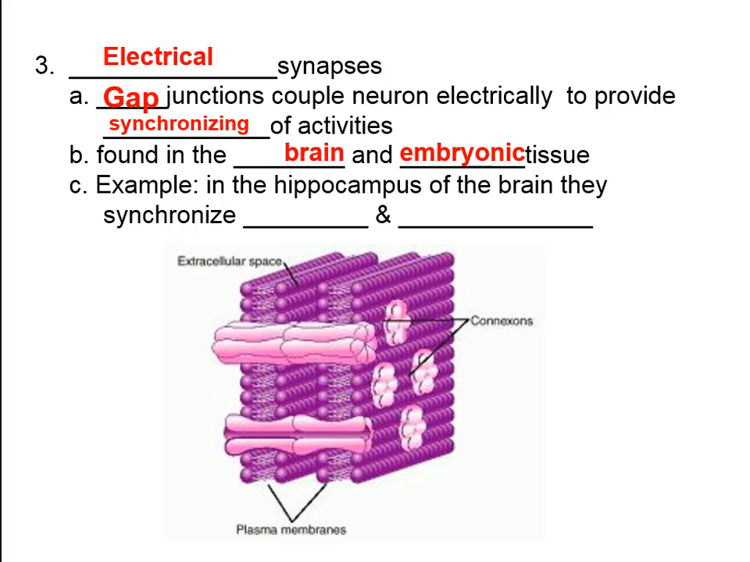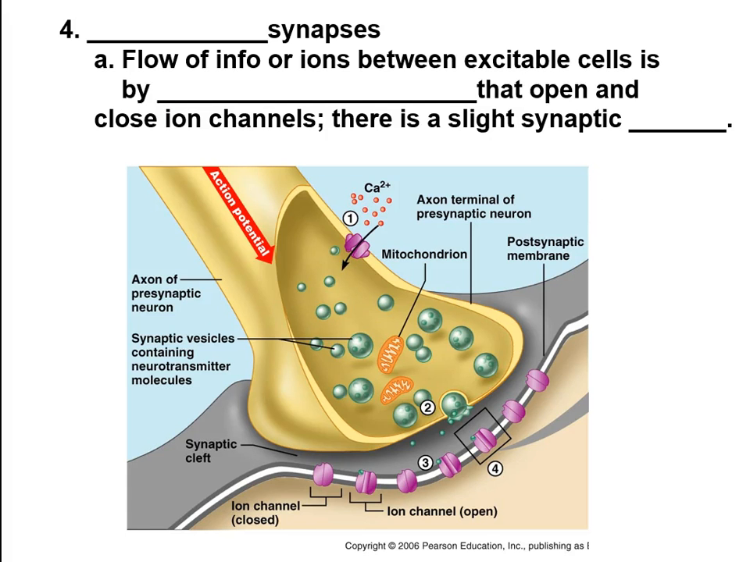We can also find electrical synapses in the heart, so that the electrical signal that controls the pacing of the heart goes through a whole area of an atria at one time. An example is in the hippocampus of the brain. They synchronize emotions and memories so that you have the appropriate emotional response to a memory. You don't want to think about the death of a loved one and start laughing hysterically. So they synchronize so that those match up. Gap junctions or electrical synapses.